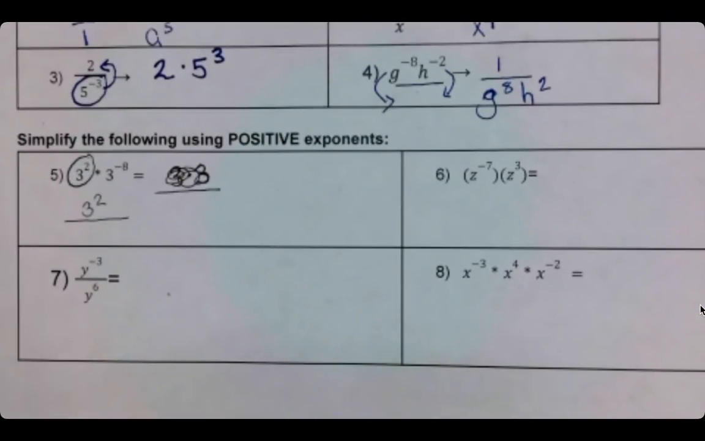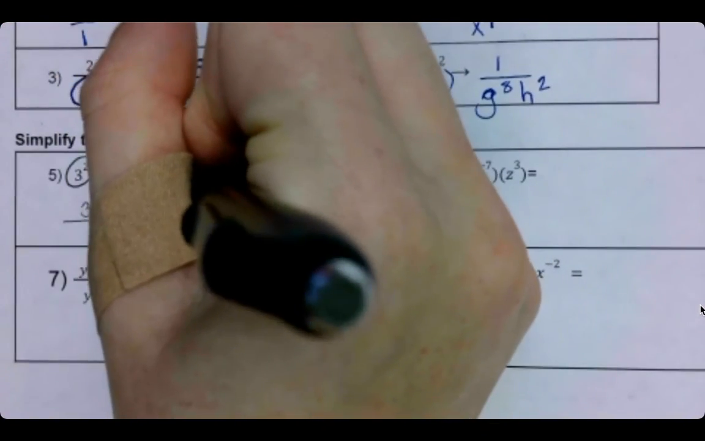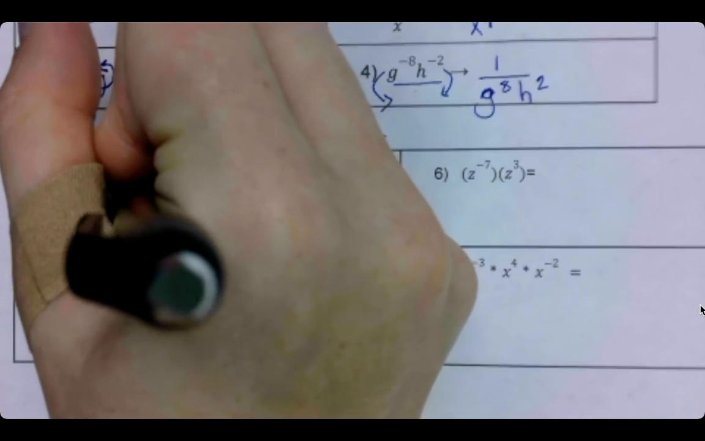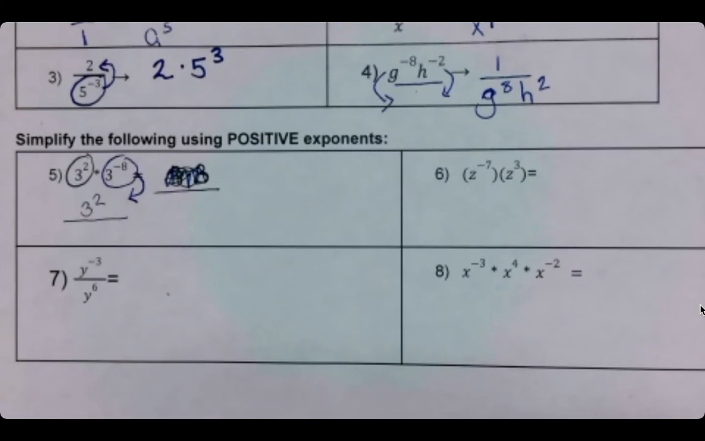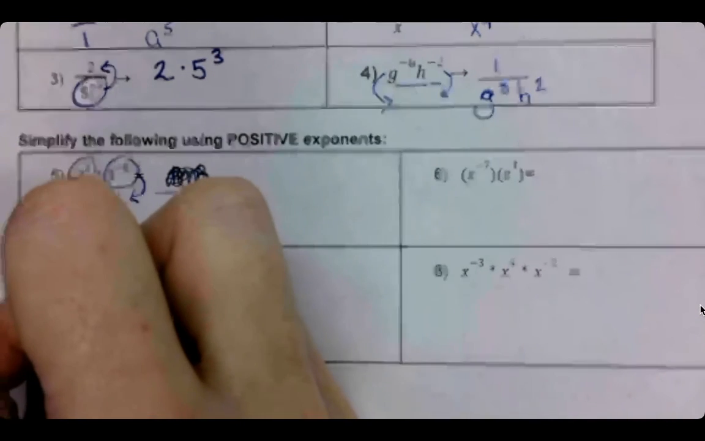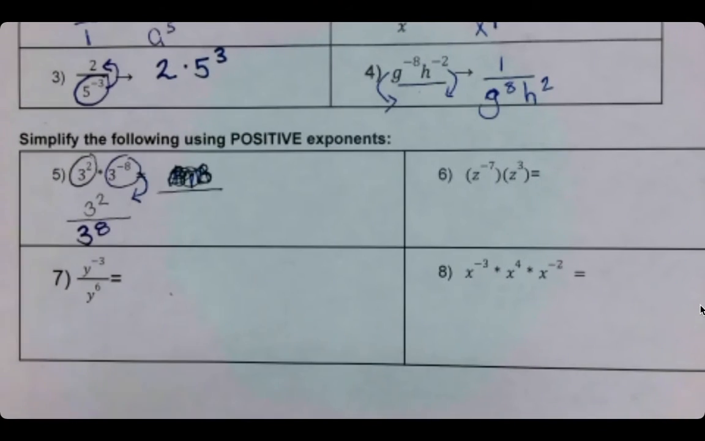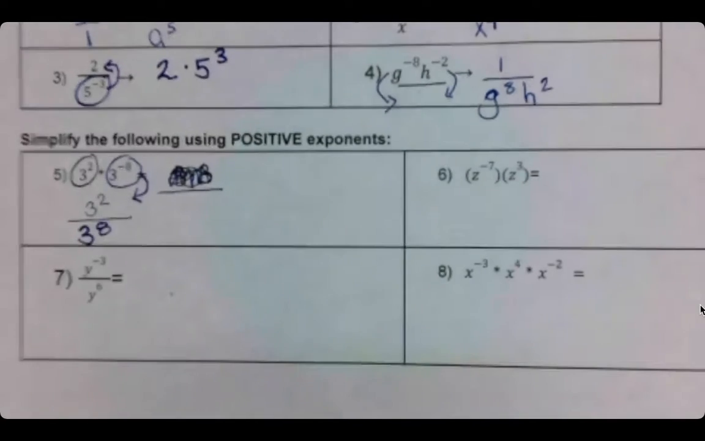Then, does this have a negative exponent? It does indeed. So it's going to move to the bottom. And then what's going to happen to the negative 8? It's going to become a positive 8. And then we could work like I was starting to do, right? Expand it out and do all that.